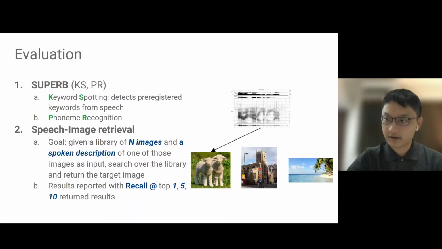Now let's talk about the evaluation we ran on this project. First of all, we ran the SUPERB benchmark, and we only chose keyword spotting and phone recognition in this project because of computation and time limits. Also, for retrieval tasks, we calculate the recall rate for evaluation. We report R at 1, 5, and 10. It means that for n images and a given spoken caption, we see if we can retrieve the golden answer in the first 1, 5, or 10 results.